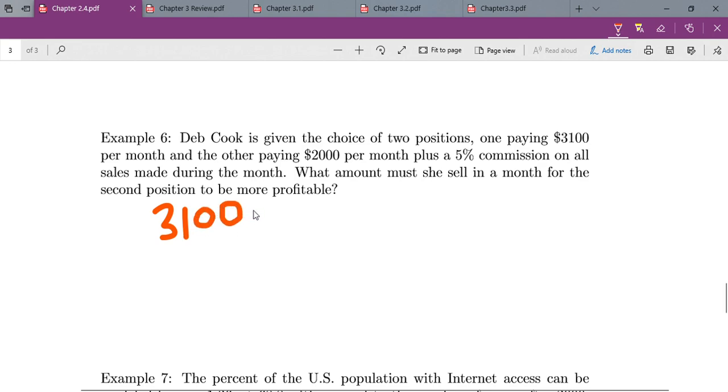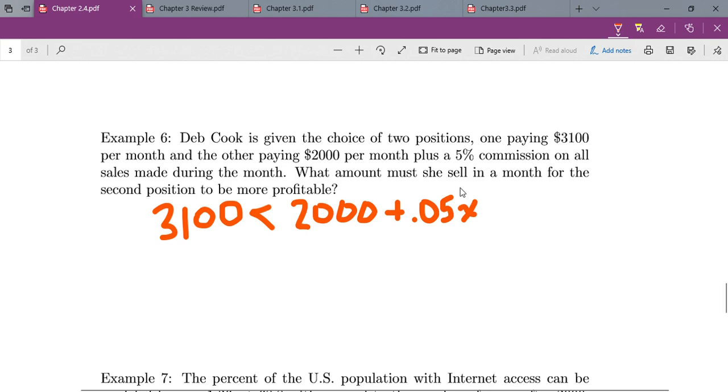In order for the second position to be more profitable, that $2,000 plus that 5% commission, which we need to change to a decimal, so 0.05, times however much she sells, X, that's what needs to be greater than 3,100. Okay, so let's figure out what amount she must sell in a month in order for this second position to be more profitable. Let's just solve for X here.